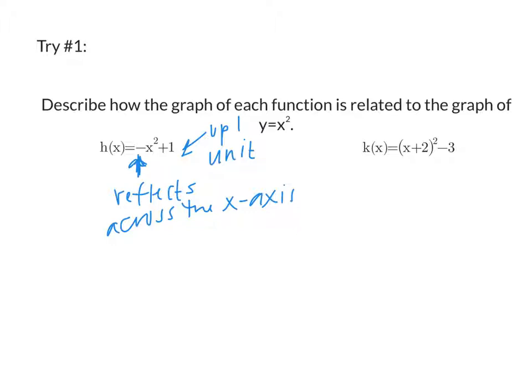The second one, this +2, remember, if it's inside of your parentheses, it's opposite of what you think. So instead of going to the right 2, it has been shifted left 2 units. And remember, the -3 means down 3 units. Okay, that's it. And again, if you want proof, you can look at these on your graphing calculator.